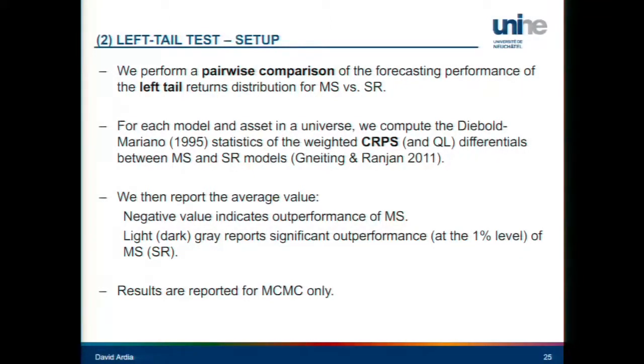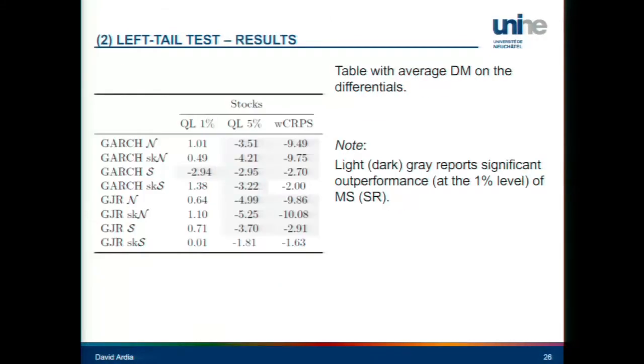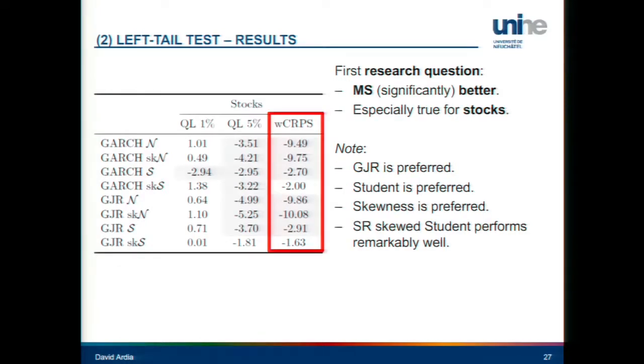Then, if a negative value is observed, this means that Markov switching outperforms. And again, we report in light gray significant results, so significant outperformance for the Markov switching class. We report here only MCMC results, but similar conclusions are obtained with the maximum likelihood. So this is typically the table you'll see in the paper. Again, light gray indicates significant, negative results. And for the Markov switching, we see that for almost all specifications, it outperforms the single regime class. Again, the skewed student t is preferred.